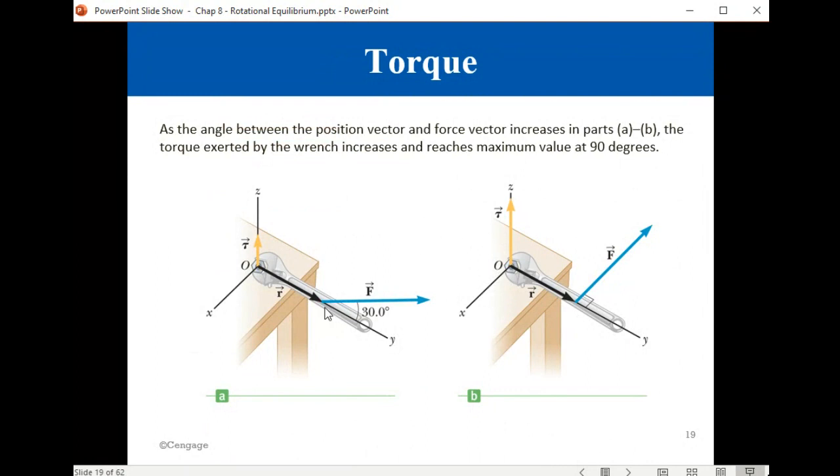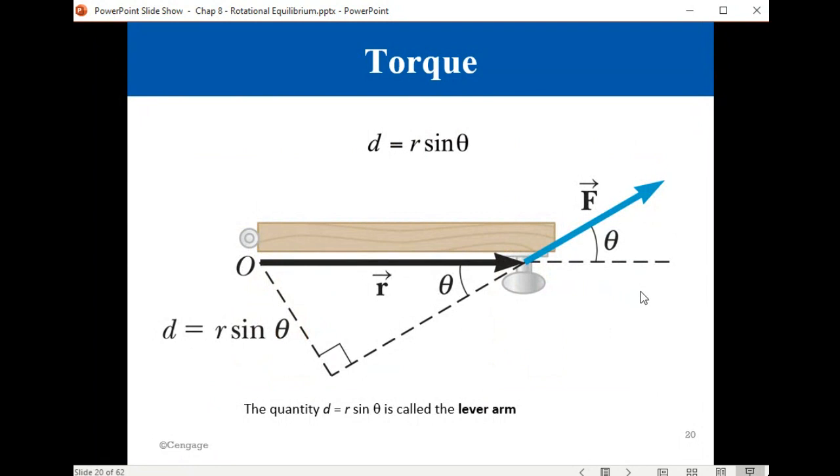Here, if we consider the wrench and the bolt again, now we are allowing the force to change its direction, not position. It's the same position in this drawing and that drawing, but the angle is being changed. We will note that the torque changes as the angle gets bigger, because sine theta increases as the angle increases, until it becomes 90 degrees. At that point, we have maximum torque.